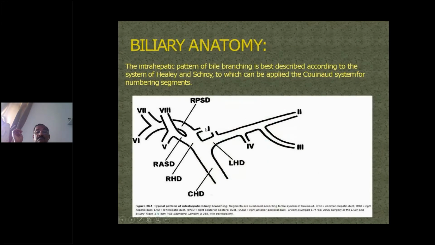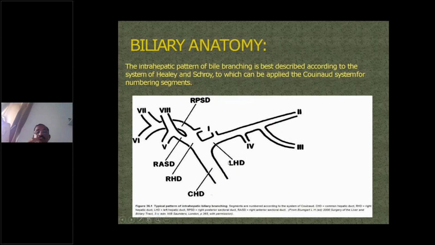So this is the segmental anatomy. Normally, the most common anatomy is that there are right anterior and posterior sectoral ducts which drain the anterior and posterior segments of the right lobe and drain into the right hepatic duct, and the left hepatic duct receives drainage from segments 1 to 4. The left hepatic duct is usually longer and the right one is shorter, and they both combine to form a common hepatic duct.